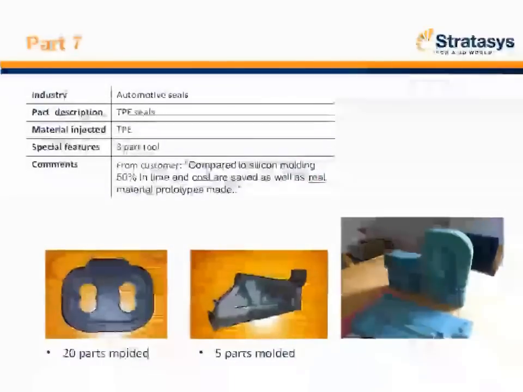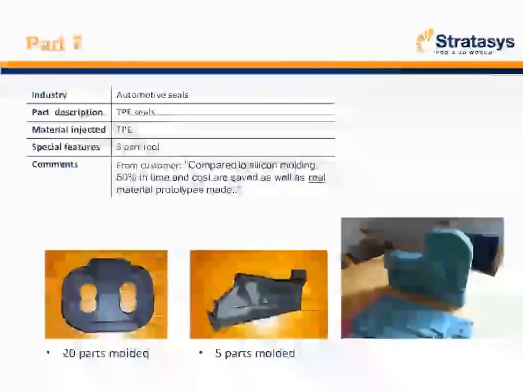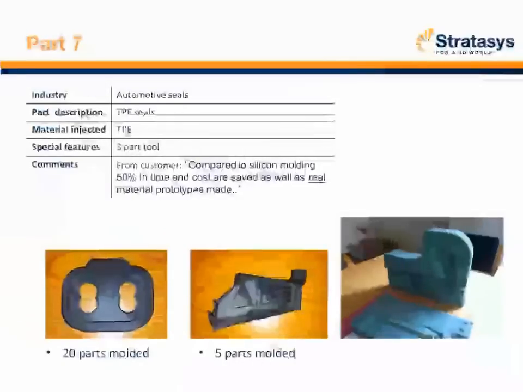In the next example, this is one example of TPE materials injected into a printed mold. And you can see the quote from our customer saying that compared to silicone molding, 50% in time and cost are saved, as well as the real material prototype made. These are parts for the automotive industry. And again, as I said before, TPEs or rubber-like parts are very hard to simulate, either using silicone molding and then you get the parts from polyurethane, but it takes time, it takes money, and at the end you don't get the real part in your hand or the real material in your hand. So here, again, it's a very, very big advantage.